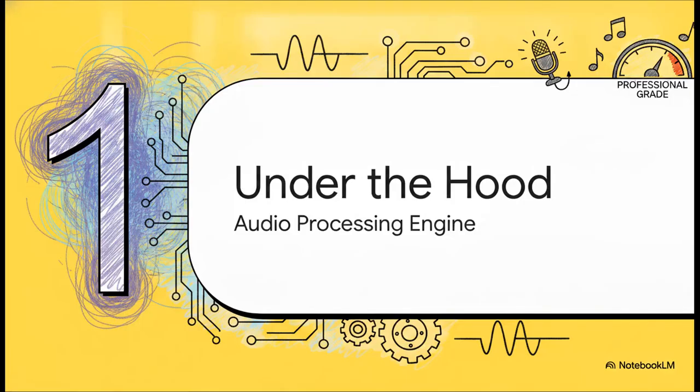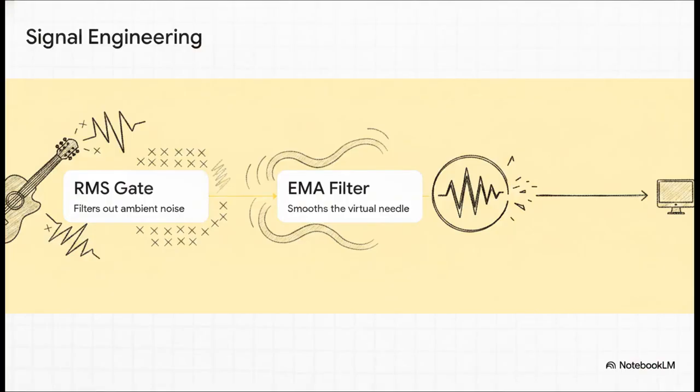Section 1. Under the hood, the audio processing engine. So, delivering a sleek interface is one thing, right? But a tuner is really only as good as its underlying math. We're going to look under the hood at the digital signal processing, or DSP, architecture. This is exactly what separates a frustrating jittery tuner from a professional-grade tool.